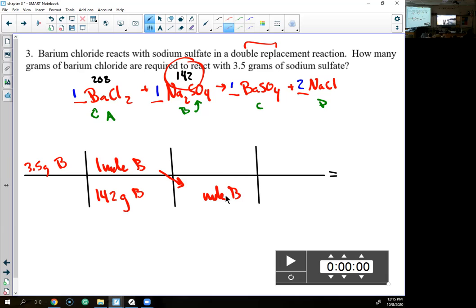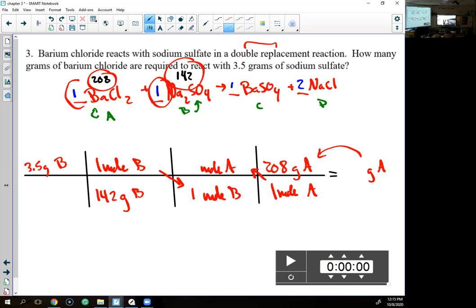Mole of B, and what's in front of B? A 1. Okay, now there's nothing that tells me obviously what goes here, so then I start at the end. What am I solving for? Grams of A. Are we okay with that? Meaning grams of BaCl2. So the unit at the end is always the unit at the end. That's grams of A, which is 208, because A represents BaCl2. Whenever I find the mass on the periodic table, it's per 1 mole of the same thing. So what unit must come up here? Mole of A, and that happens to be a 1 again.